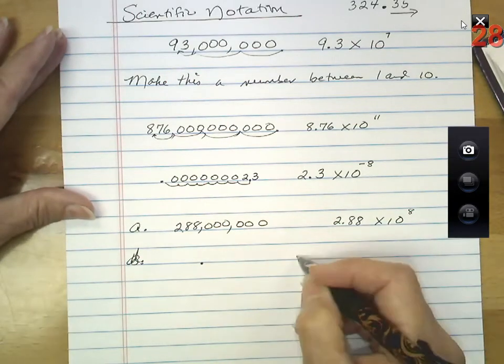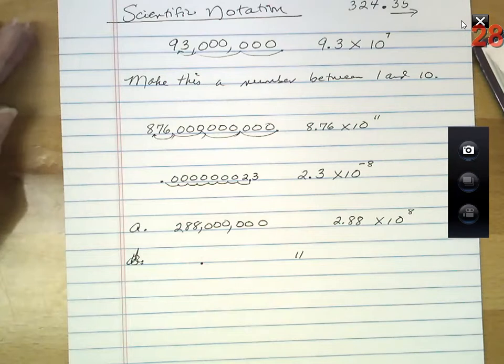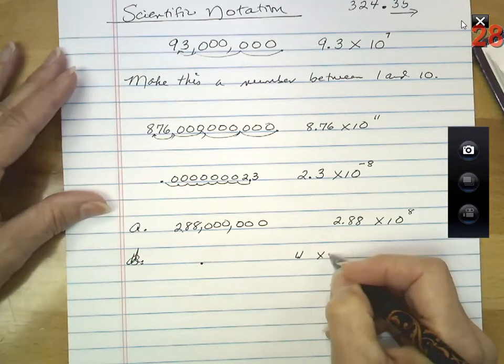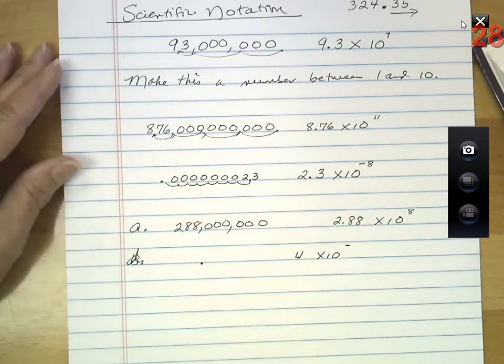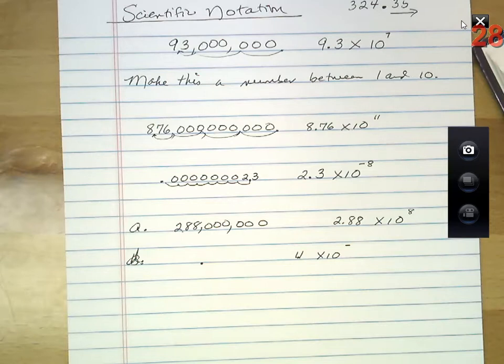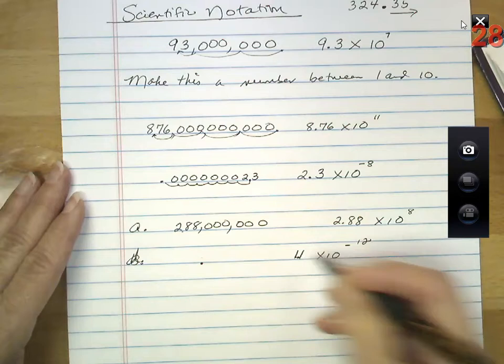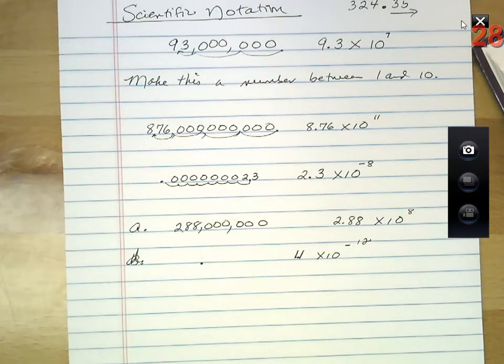But look at that. I mean, that's hard to even figure out how many zeros that is. But it would be 1.1 times 10 to the negative something. And so we've got to count 1, 2, 3, 4, 5, 6, 7, 8, 9, 10, 11, 12. So the negative 12. 1.1 times 10 to the negative 12. It's just an easier way of writing large numbers.